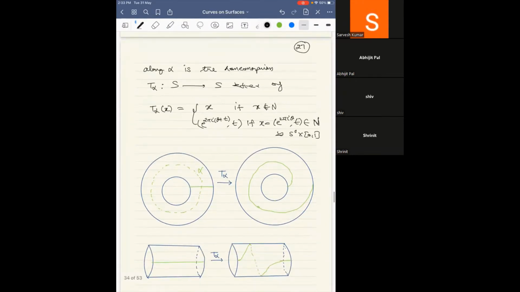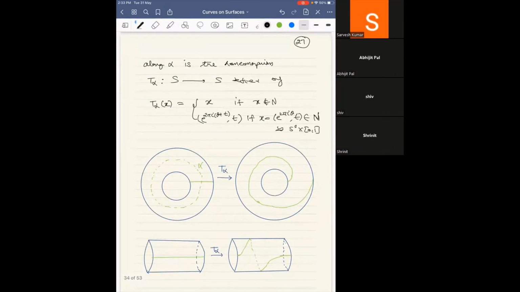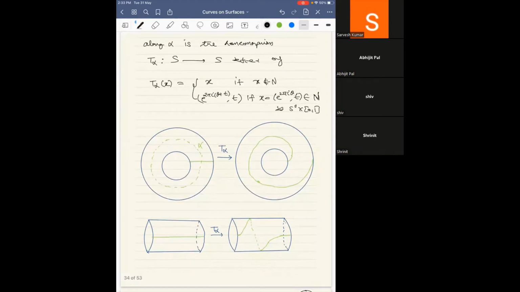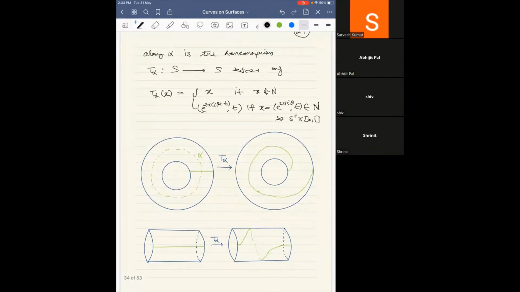So that is explained in this diagram. You look at this curve, or let me say this arc. What happens to this arc which intersects alpha? If you apply this twist around alpha, you can see what happens when t equals 0 and t equals 1. At t equal to 0, it is e^(2 pi i theta). And at t equal to 1, it is a complete round, e^(2 pi i theta + 2 pi i). So a complete 2 pi turn.